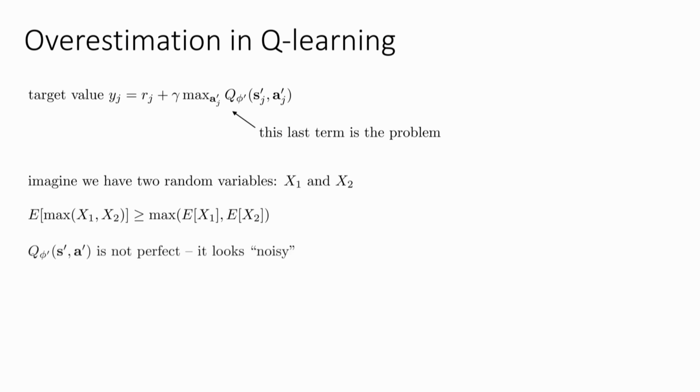If you imagine that your Q is not perfect, it kind of looks noisy, meaning that for different actions there's some imperfection, some error, which we can crudely model as just random noise. Then when you take the max, that's just like taking the max of two random numbers, which is systematically larger than the max of the underlying noiseless signals, their expected values. So when you take the max, you'll always overestimate the next value. Basically, if there is some action for which you have error, and that error makes it seem better than it really is, you'll pick the one with the biggest error.